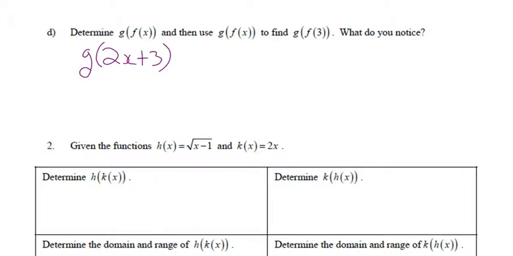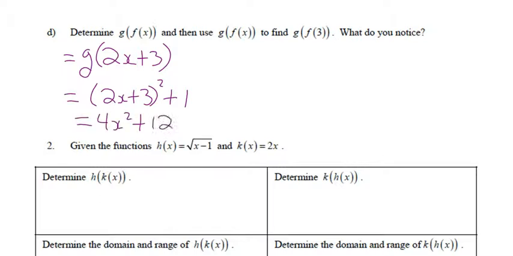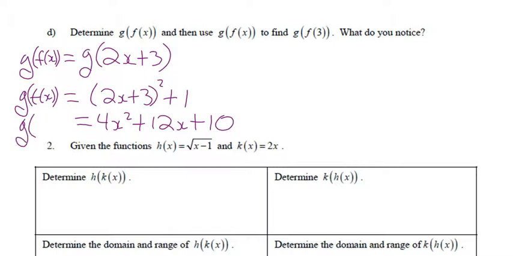So 2x plus 3 squared. What does g say to do to the input? Square it and add 1. So it's (2x plus 3) squared plus 1, right? Which is 4x squared plus 12x plus 9. Going there in one fell swoop, right? So this is g of f of x, this is g of f of x, and this is g of f.